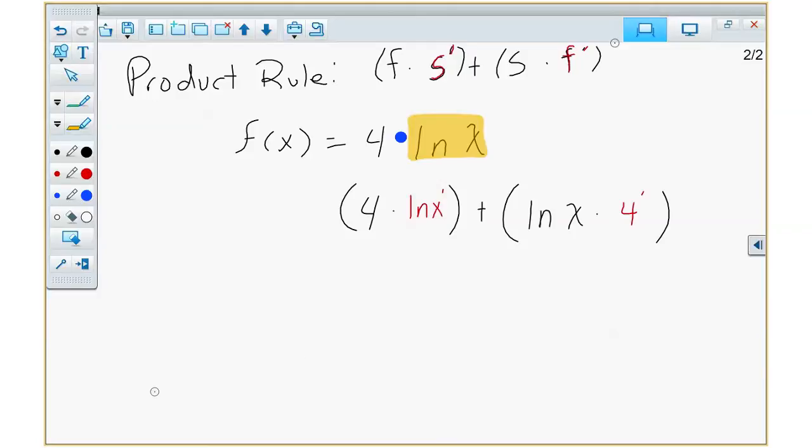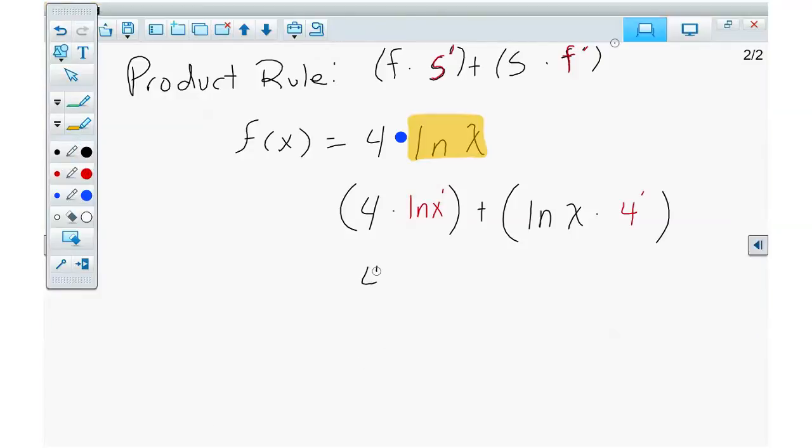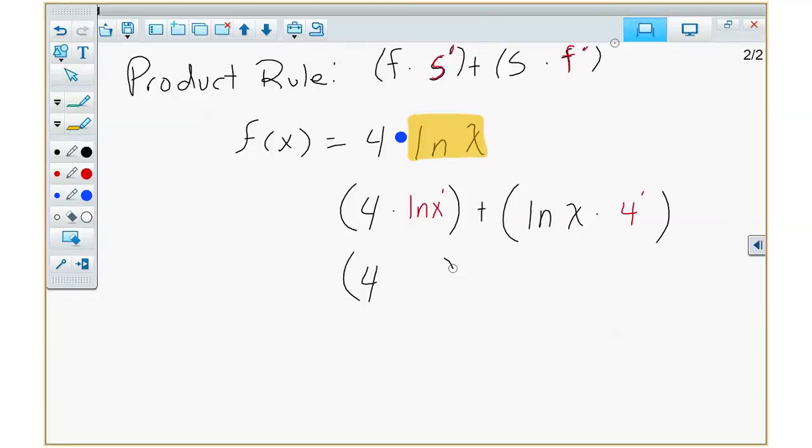Now, what's the derivative of the natural log of x? 4? No.